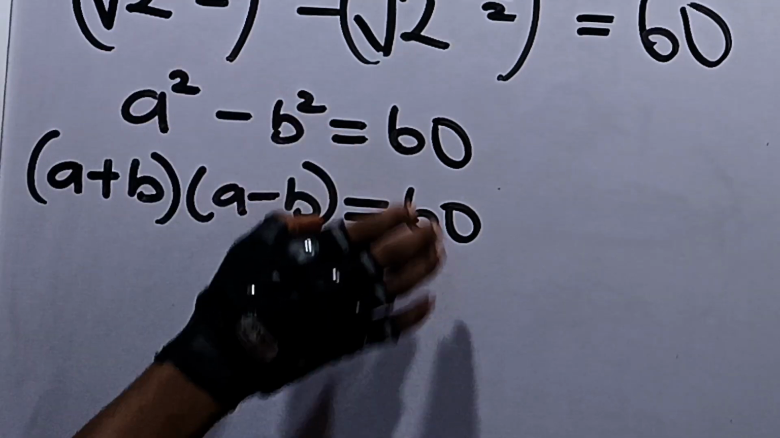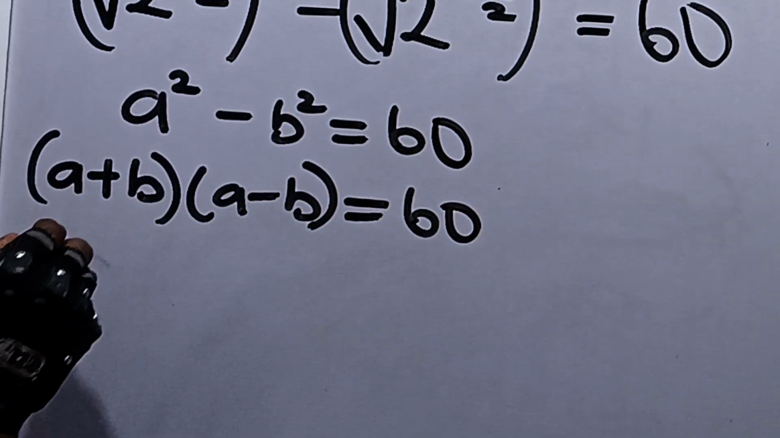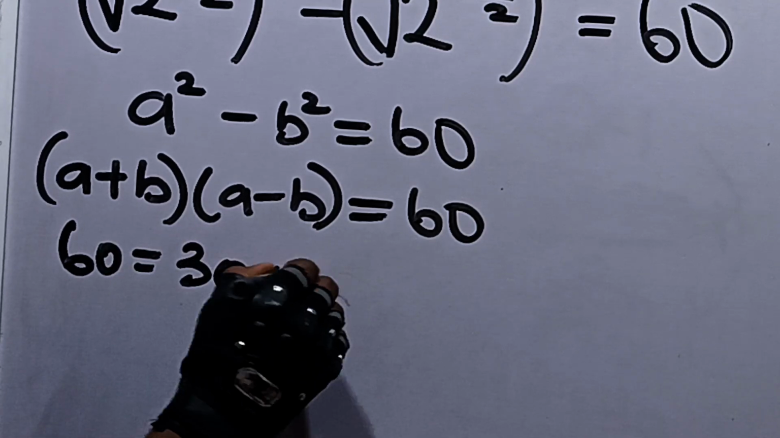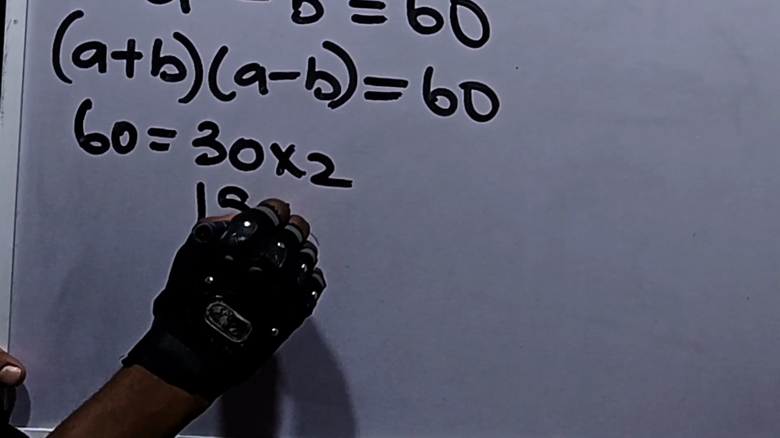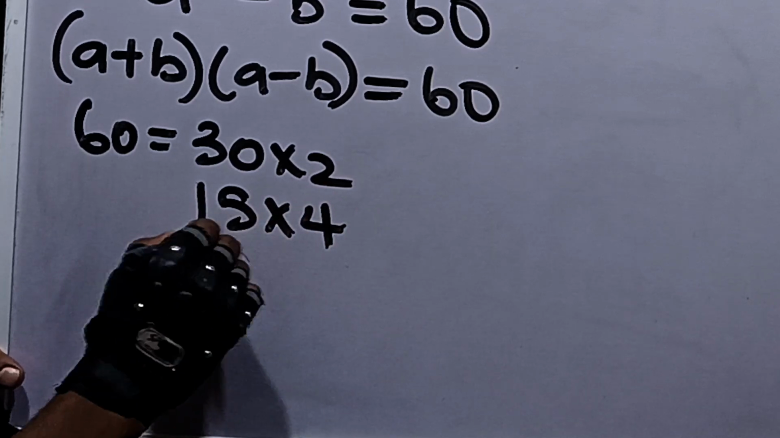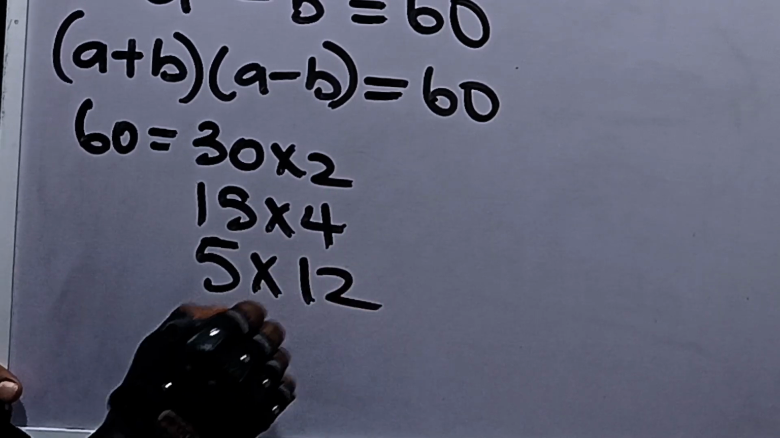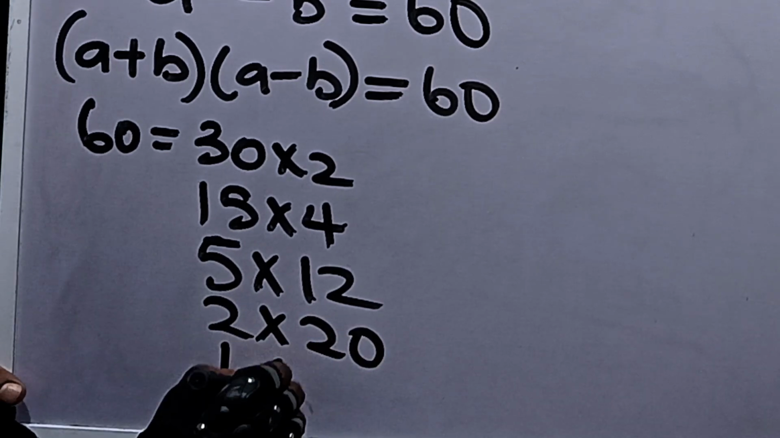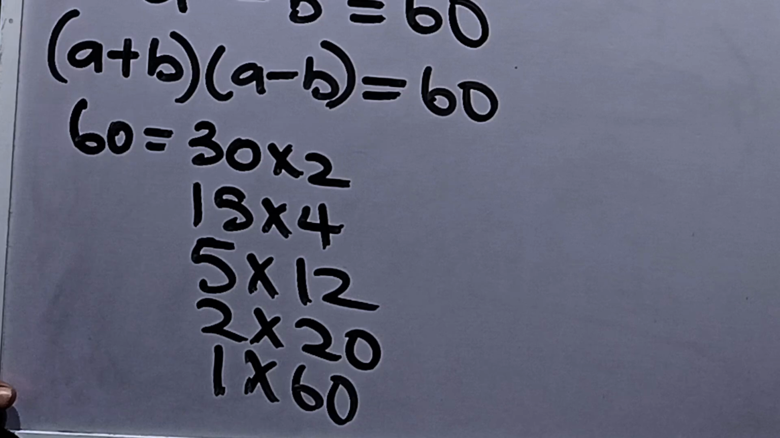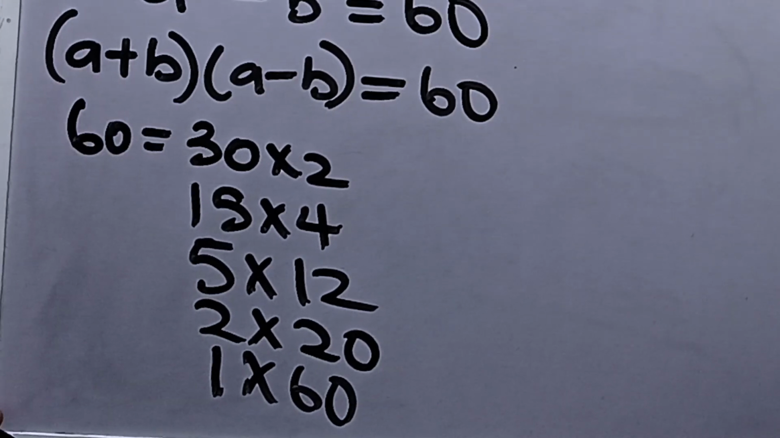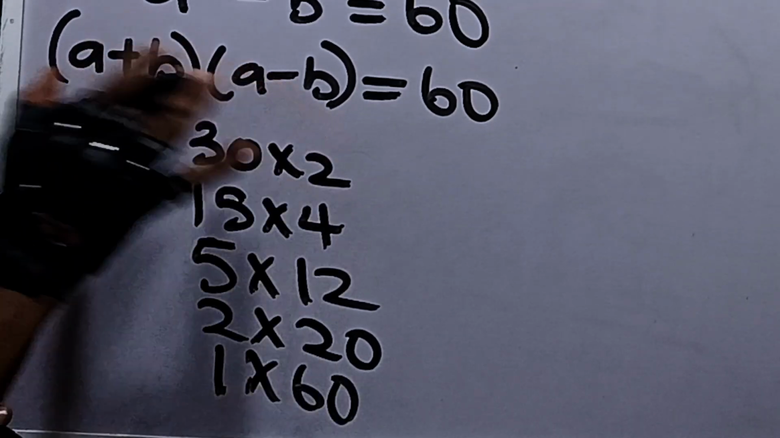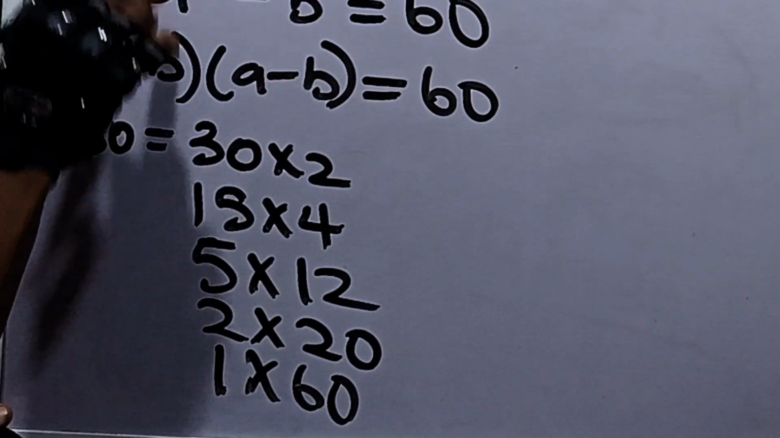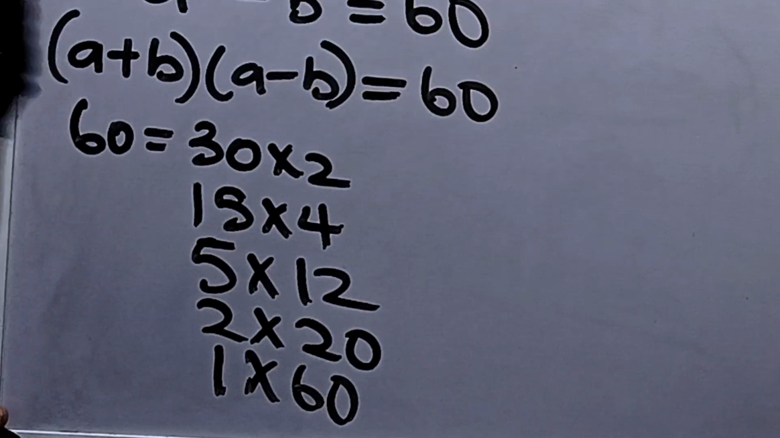Let's now outline the multiples of 60. 60 can be equal to 30 times 2, 15 times 4, 5 times 12, 2 times 20, and 1 times 60. These are the multiples of 60. So go ahead and try which of these will satisfy this equation, and when we find the one, we can equate a and b respectively to what they're equal to, to find the value of m and n.